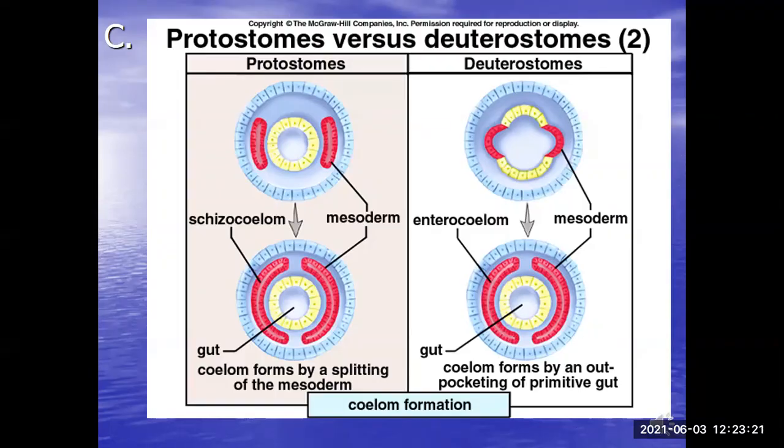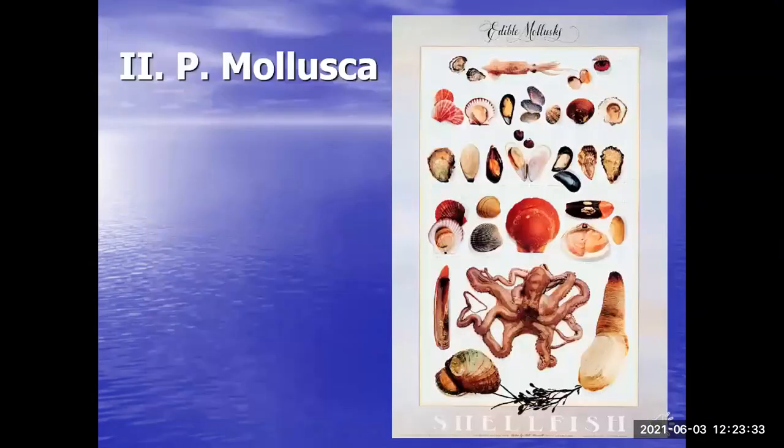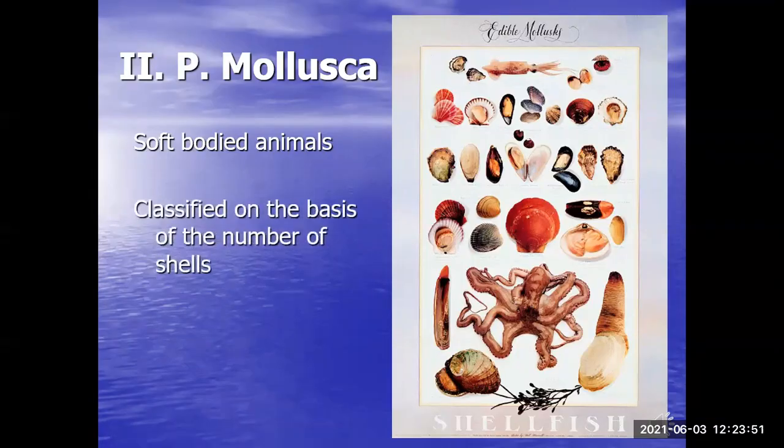You either have 1 shell, like a snail. You have 2 shells, like most of the shellfish in this picture, or you have not 3 but 0 shells. Like an octopus doesn't seem to have an obvious shell. A squid at the very top has an internal shell, so it doesn't look like it has a shell. So we classify it with the 0 shell octopi. So mollusca are the soft-bodied animals classified on the basis of the number of shells.